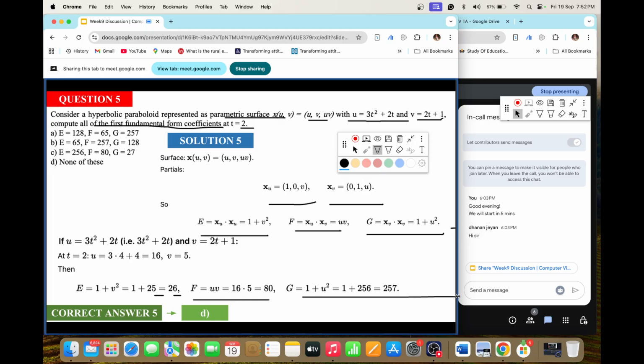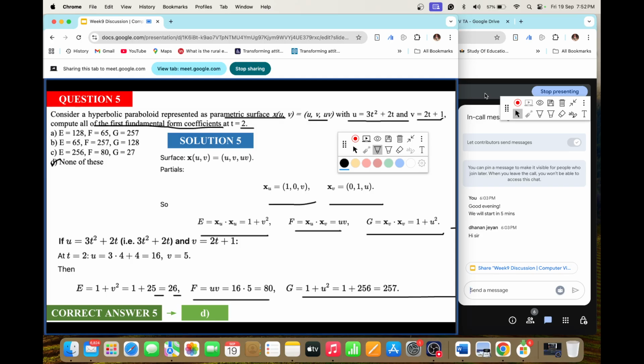So option D is your correct answer: 26, 80 and 257 is correct. So option D is your correct answer, that is none of these. So that is how you have to solve it. You can just refer to the exercise question, a very much similar question. So by this you can create it.